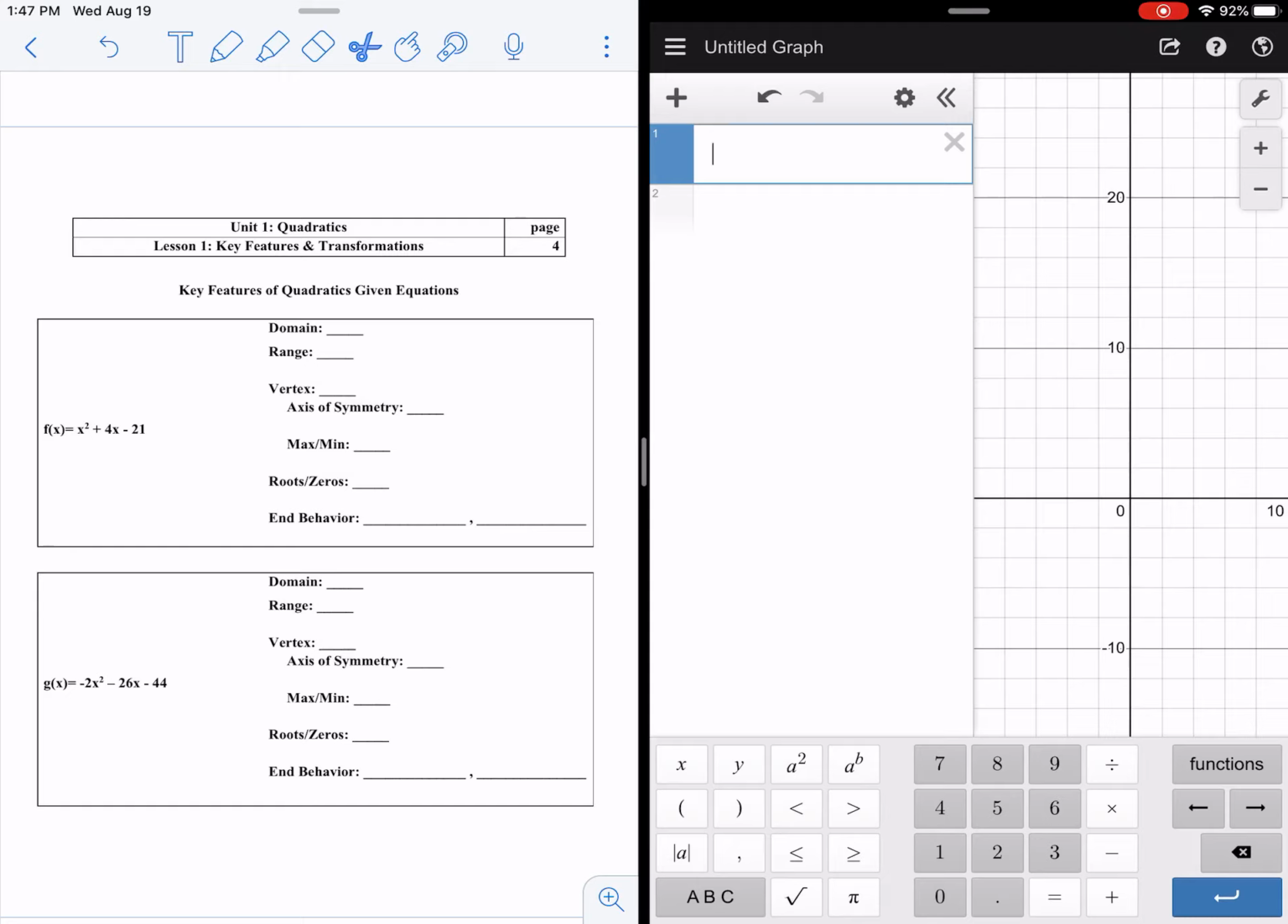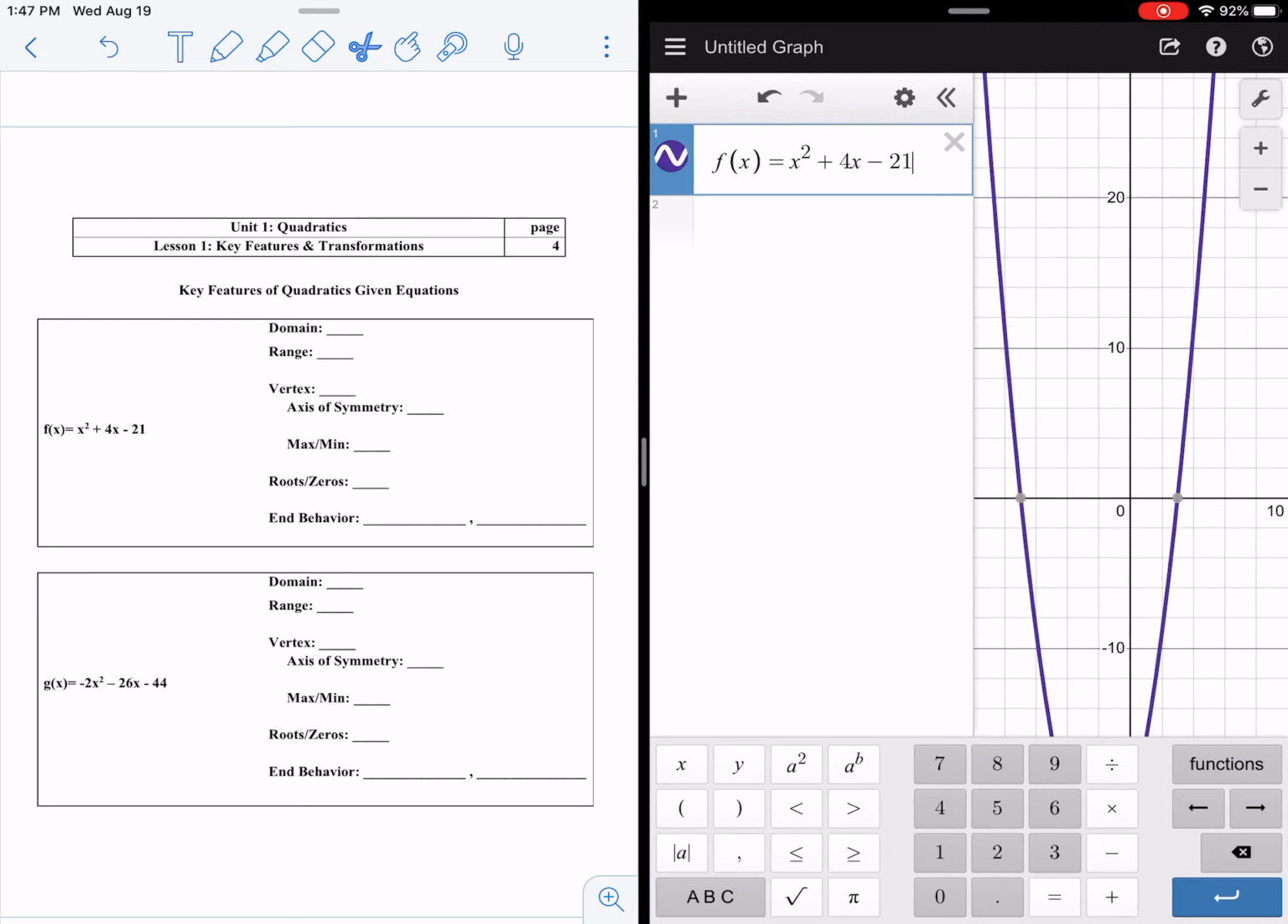To do this, you go to Desmos and you add an equation, and then you type exactly what you're given. Do I need to put in the parentheses? Absolutely. If you are given parentheses, you use parentheses. If you're not given parentheses, you don't use them. Do not do anything extra. Your goal is to make what you type in look exactly like what you're given.